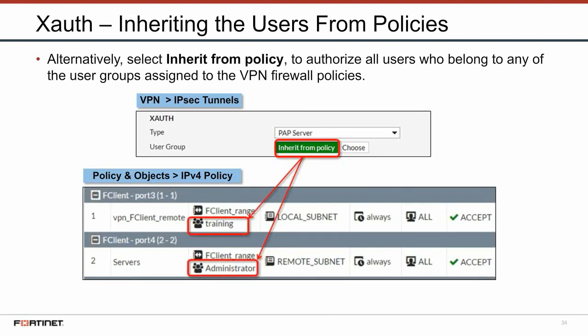The other way to configure the list of authorized VPN users is by selecting the option Inherit from Policy. With this setting, FortiGate authorizes all users that belong to any user group assigned to any of the firewall policies that allow the VPN traffic. In this example, there are two firewall policies for the VPN traffic. One allows the traffic from the user group Administrator. The other policy allows the traffic from the user group Training. In this case, all users that belong to either Administrator or Training can connect to the VPN. The advantage of this method is that you can have different access policies for different user groups and keep only one Dialup VPN in the configuration.